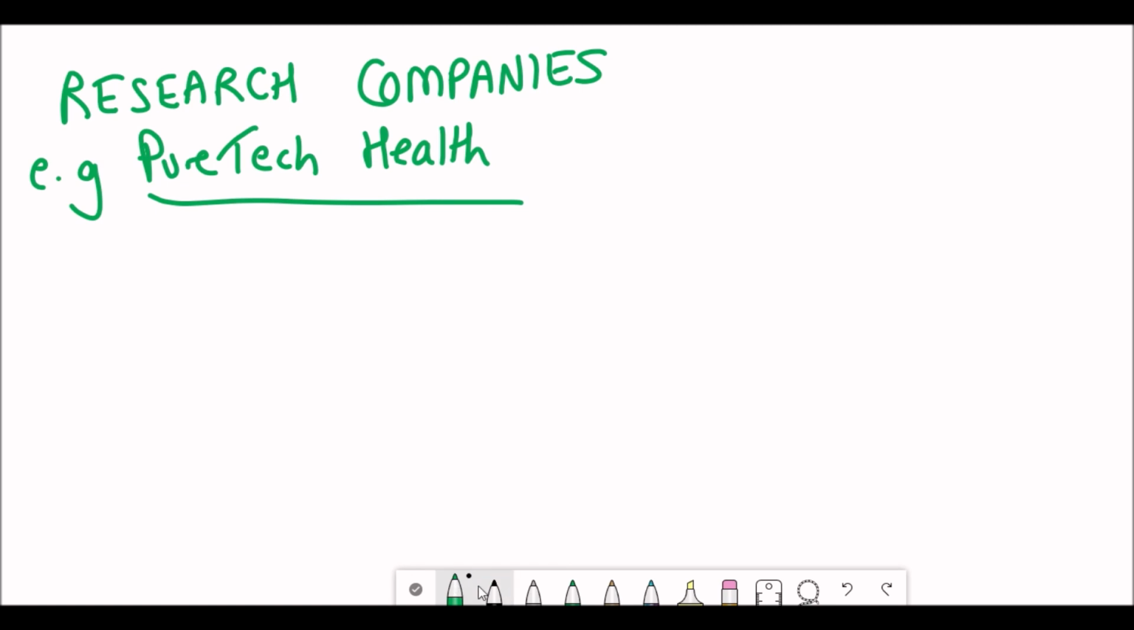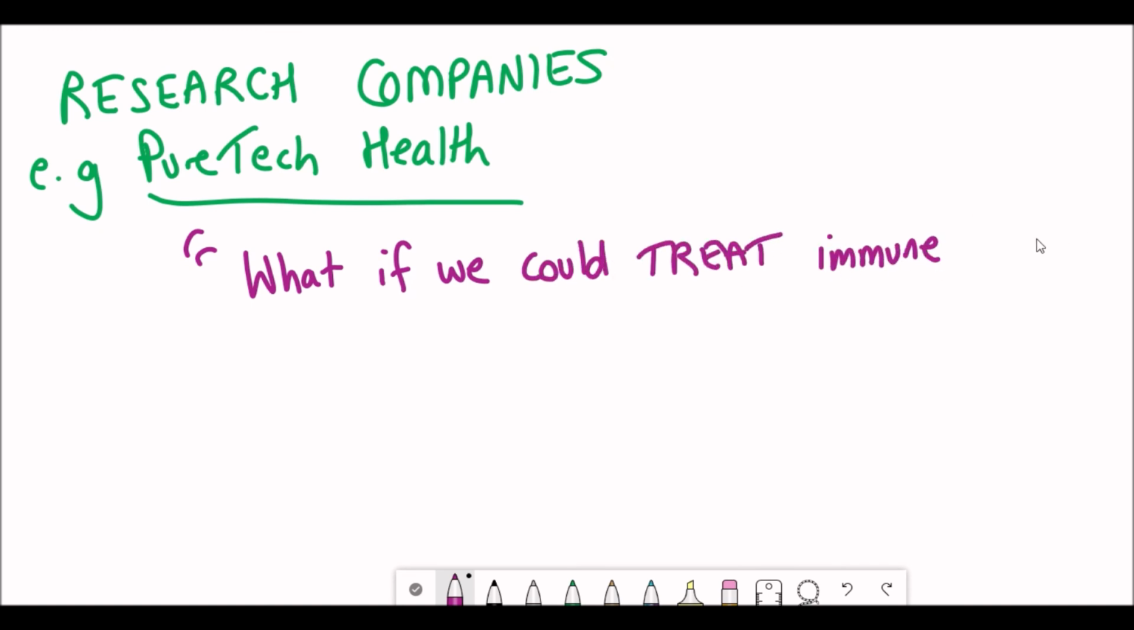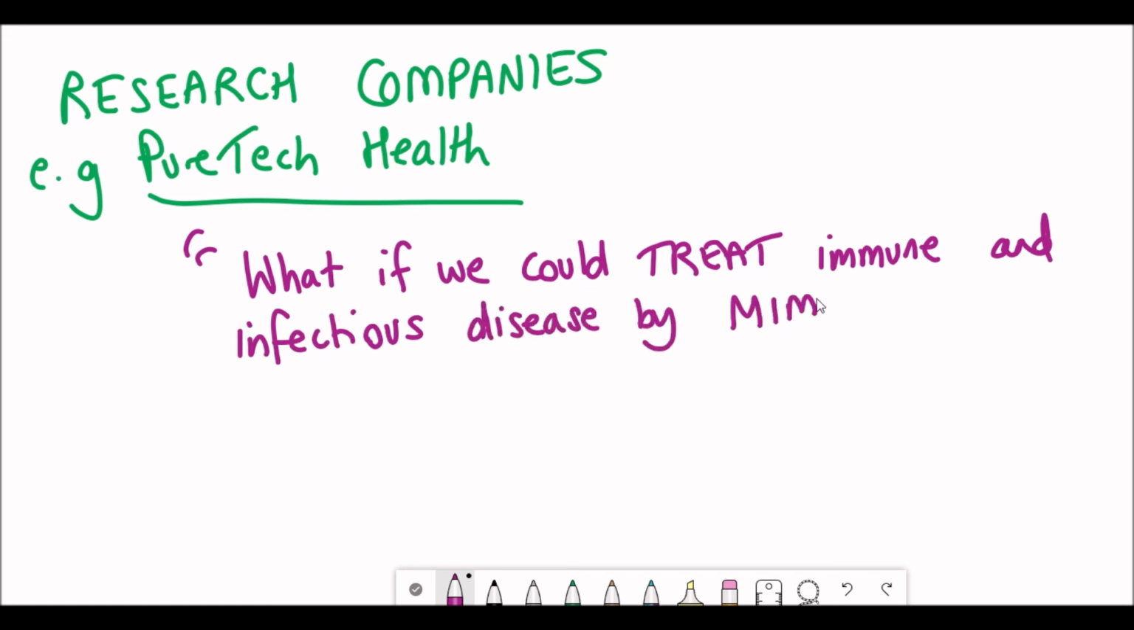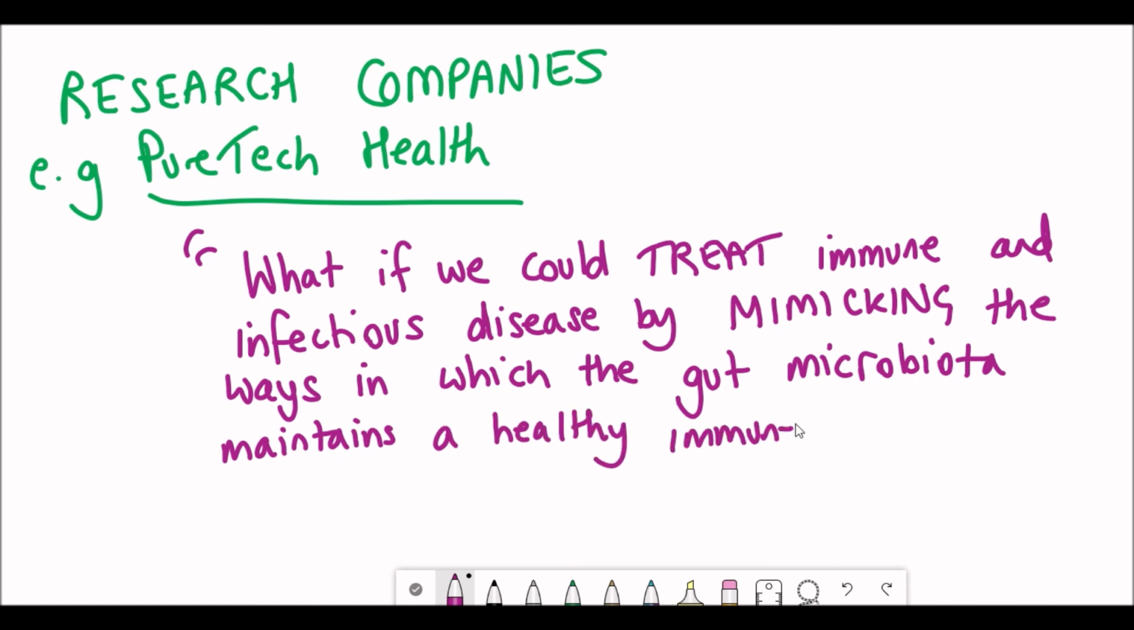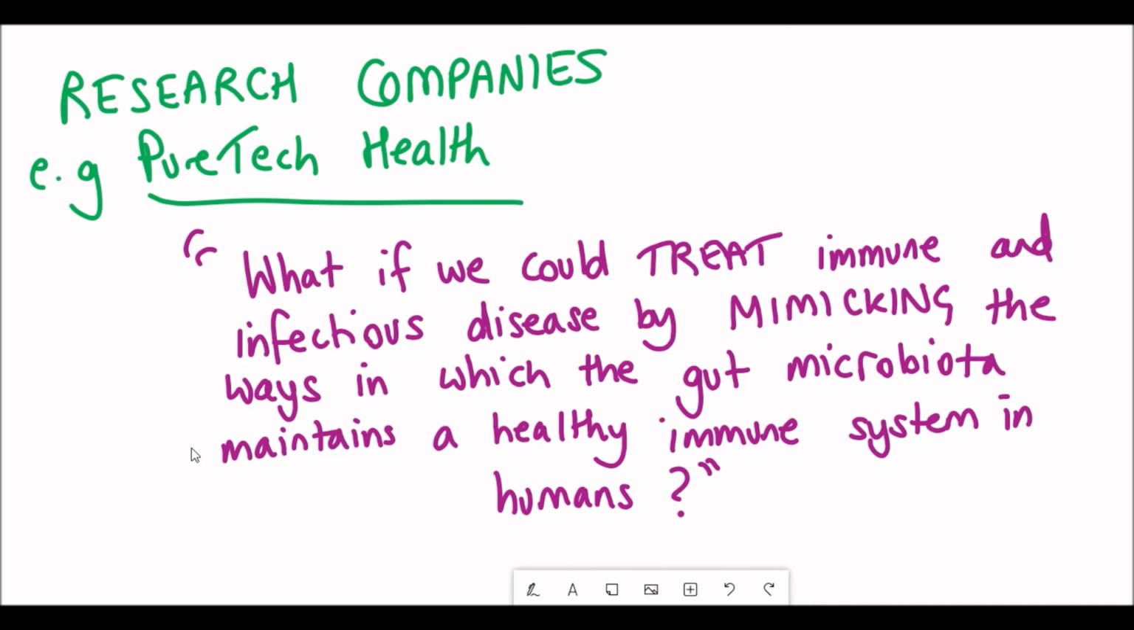On the flip side, there are also quite a few research companies that are doing research into the microbiome itself and how it can be used for drug treatments. One is Pure Tech Health, and they are answering the question: what if we could treat immune and infectious disease by mimicking the way in which the gut microbiota maintains a healthy immune system in humans? So, can we target the microbiome to benefit and treat diseases?